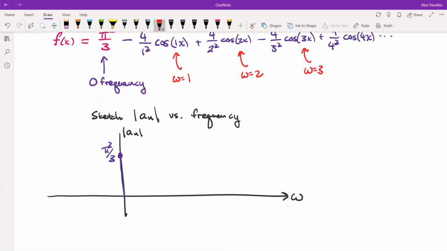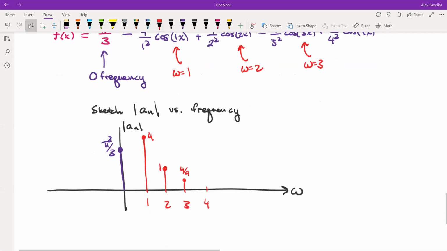And then at a frequency of 1, we get an amplitude of 4, which is a little bit higher than that. At a frequency of 2, we get an amplitude of 1. So I'm just labeling the heights here. At a frequency of 3, we get an amplitude of 4/9, a little less than a half. At a frequency of 4, we get 4/16, which is 1/4, even smaller. At a frequency of 5, we get something even smaller than that, and likewise at 6 and at 7, and so on and so on.